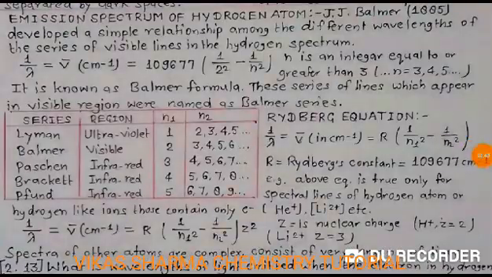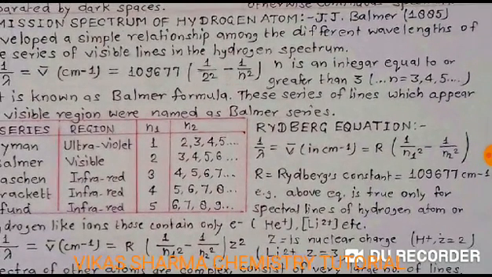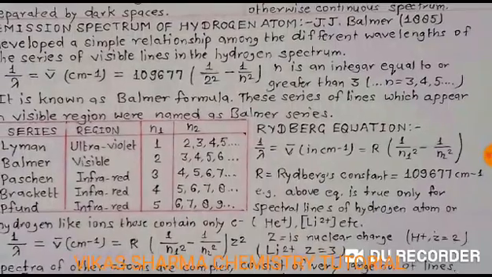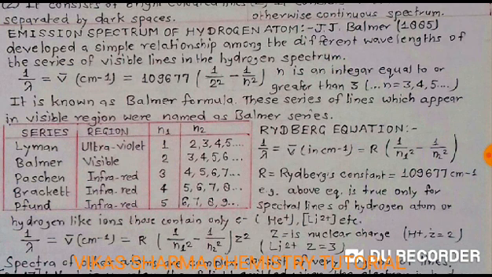Student, next point is emission spectrum of hydrogen atom. J.J. Balmer developed a simple relationship among the different wavelengths of the series of visible lines in the hydrogen spectrum. He gave a formula: 1 upon lambda is equal to nu bar per centimeter. The equation is 109677 into (1/2² minus 1/n²), where n is an integer equal to or greater than 3, meaning n is 3, 4, 5. It is known as Balmer formula. These series of lines which appear in the visible region were named as Balmer series.